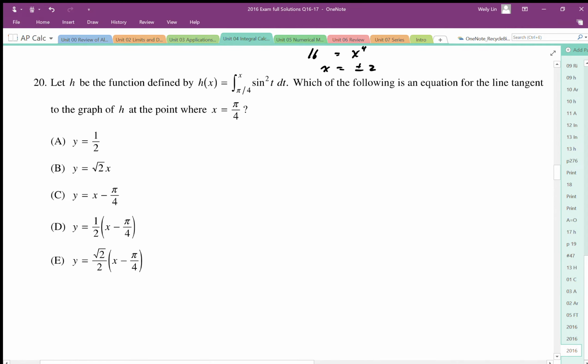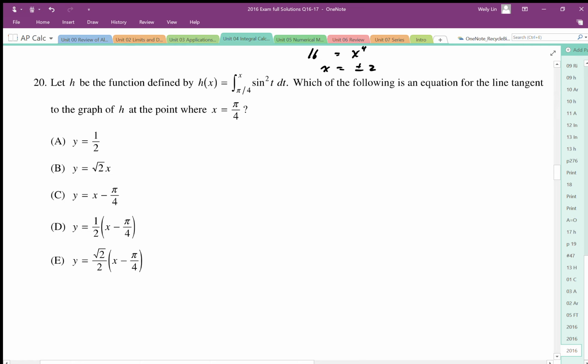For question number 20, this question involves the fundamental theorem of calculus. So we cannot anti-differentiate this function to get h. And we're being asked here, let h be the function defined by this integral of sine squared t, which of the following is the equation for the line tangent to the graph of h at the point where x equals pi over 4.